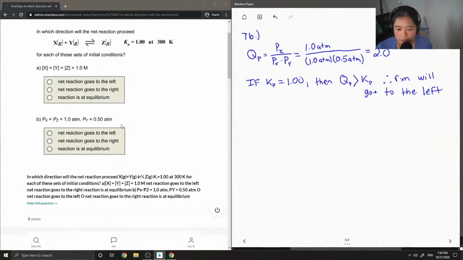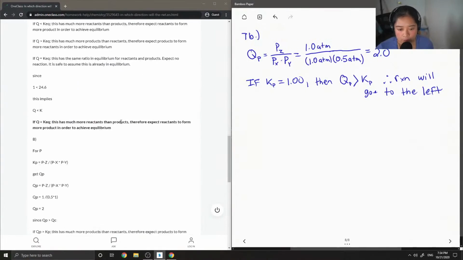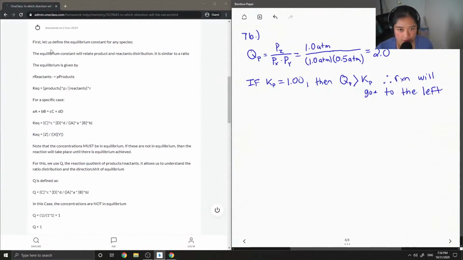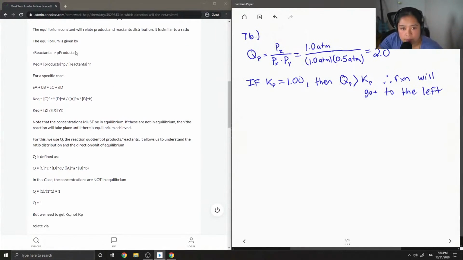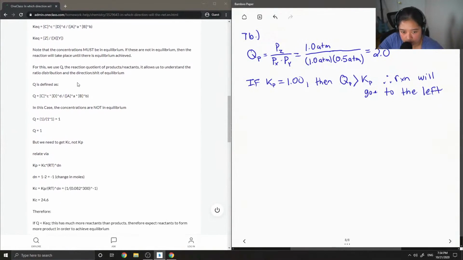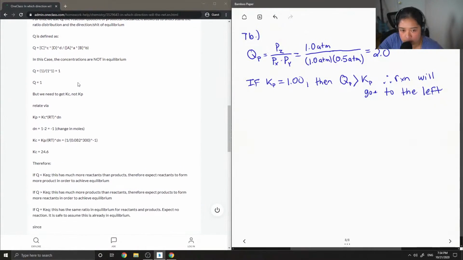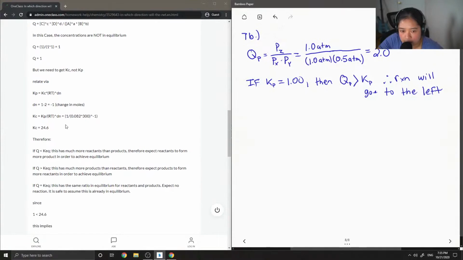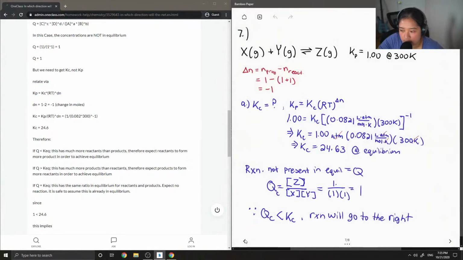Okay, so let's see what our junior tutor said. Woo. Okay. First, let's define equilibrium constant for any species. So that relates product and reactants distribution. It is similar to a ratio. So first they calculated A at equilibrium. They found the Q for concentrations. And then they calculated for Kc. Let me go back to my page. 24.6. Yep.